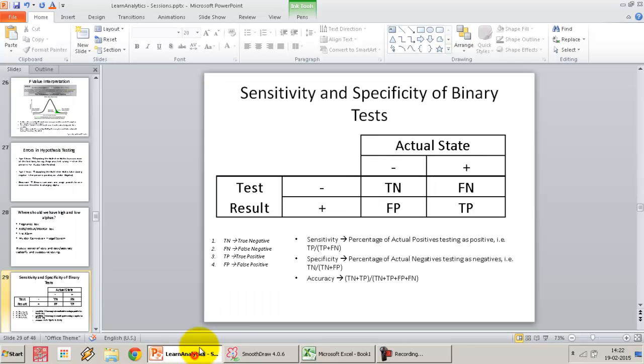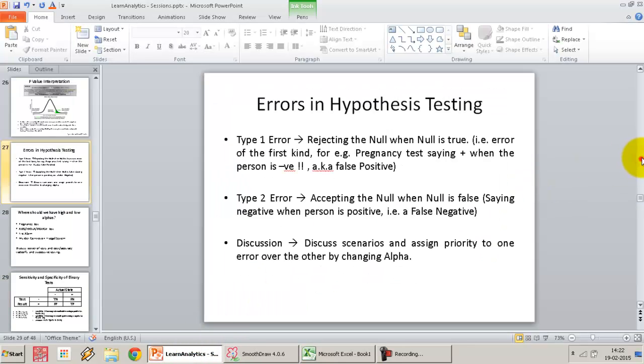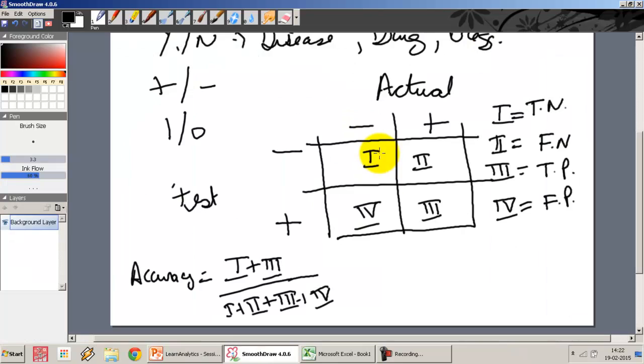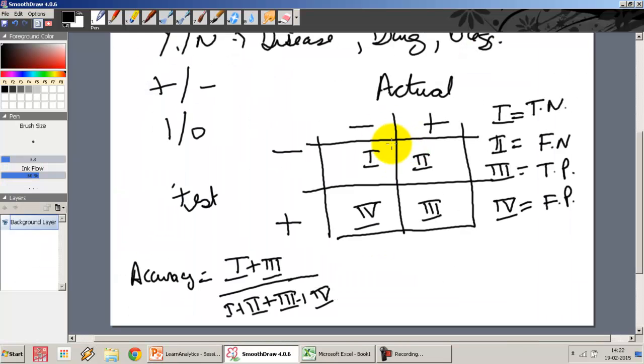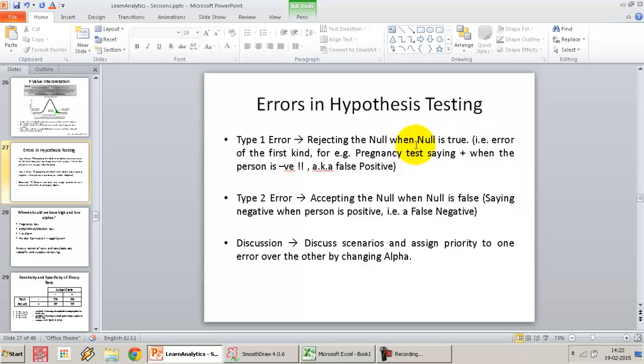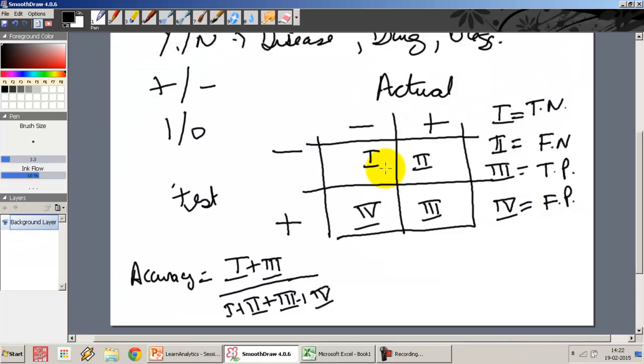Now if we go back to our presentation here and test out the condition for a type 1 error. The type 1 error says rejecting the null when the null is true. The null hypothesis always is the person is negative. So when we say the person is negative, and we reject it when the null is true, the actual is negative, but we are testing it as positive, which is quadrant 4. Quadrant 4 is a false positive. So that is a type 1 error, also known as a false positive. So quadrant 4 is also the type 1 error.